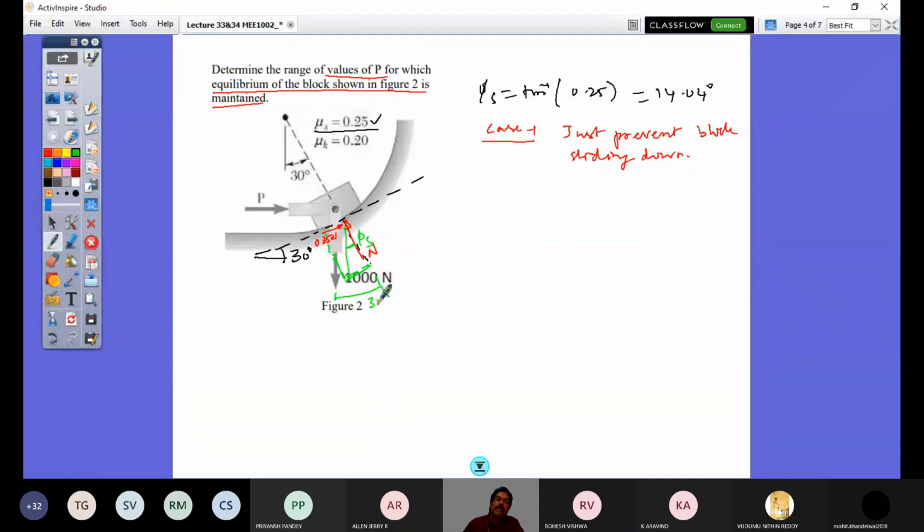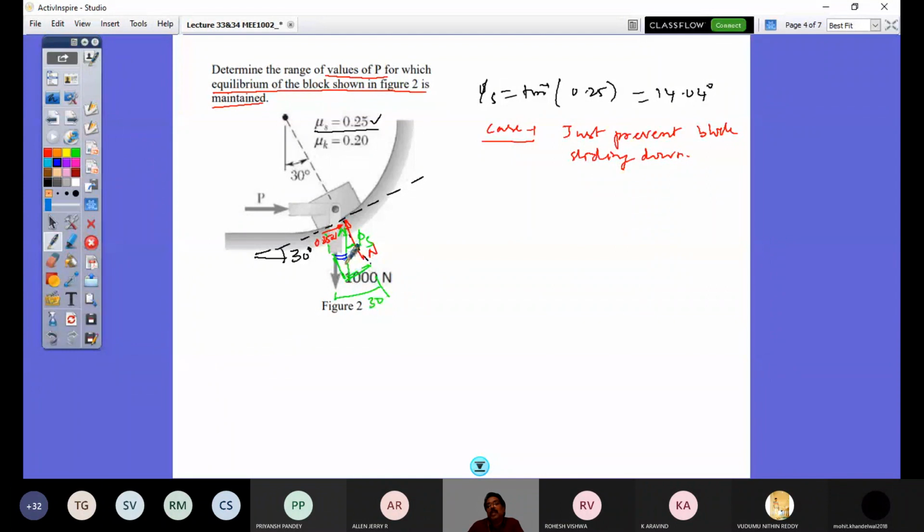This angle, this angle. That angle is 30 minus phi s. This angle is 30 minus phi s. So if we have this clarity, I can apply Lamy's theorem now comfortably, and I would draw my equivalent diagram, bringing all these four together.